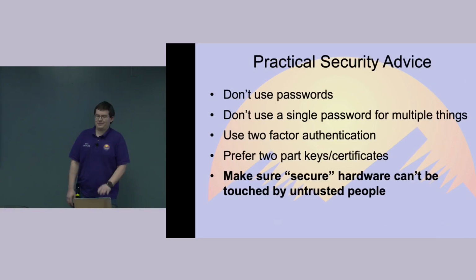So anyway, practical security advice: don't use passwords. If you're going to use passwords, use unique passwords per device. If you really, really must use passwords, use two factors, right? Use a password and something else. And if you're going to program things into devices that you can't secure physically, use a two-part public-private certificate, key, secret, whatever. And make sure secure hardware can't be trusted by untrusted people.